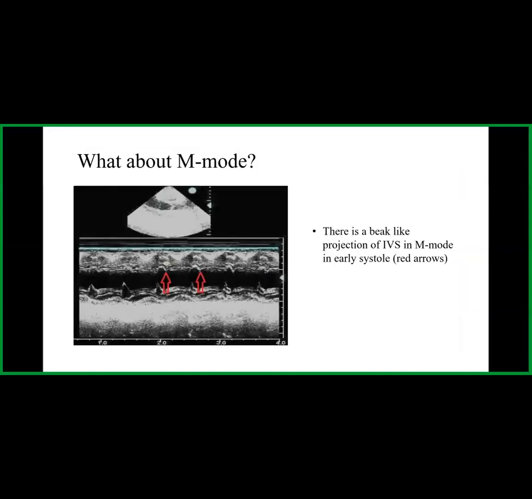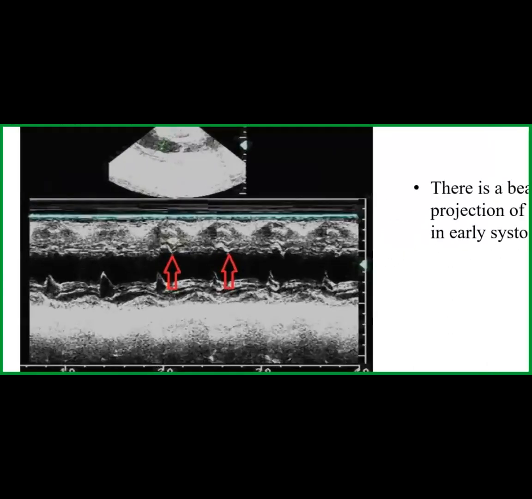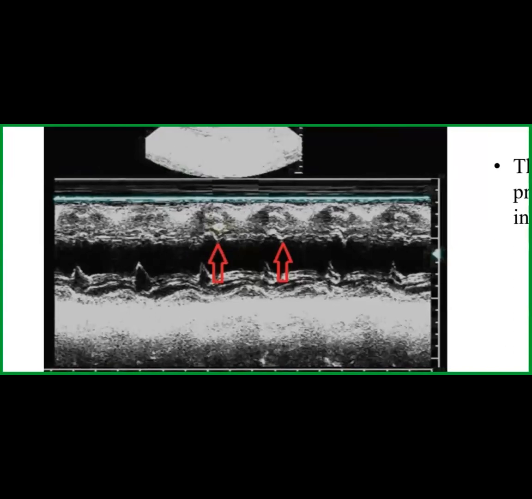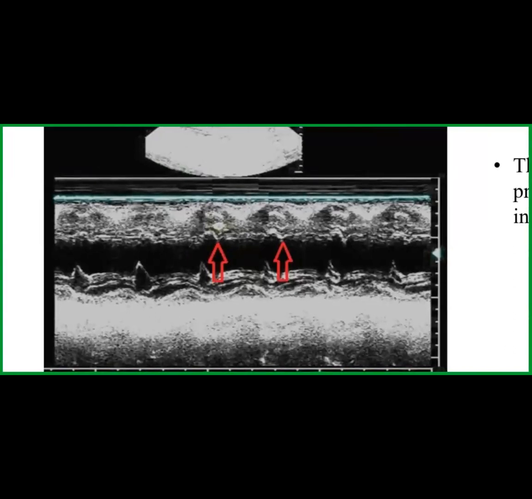But what else do we see when we take an M mode of the echo? We are able to appreciate beaking, a beak-like projection of the IVS, which is shown here by the red arrows. This beaking is a result of that paradoxical movement.